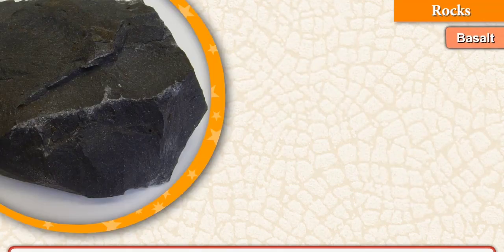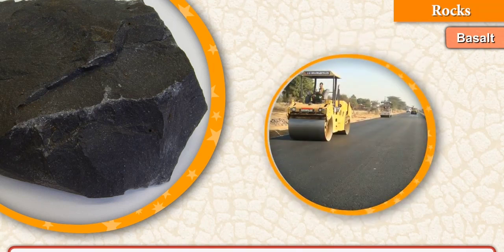Basalt. It is formed by the cooling of lava on the Earth's surface. It is dense and dark. It is used for constructing roads.